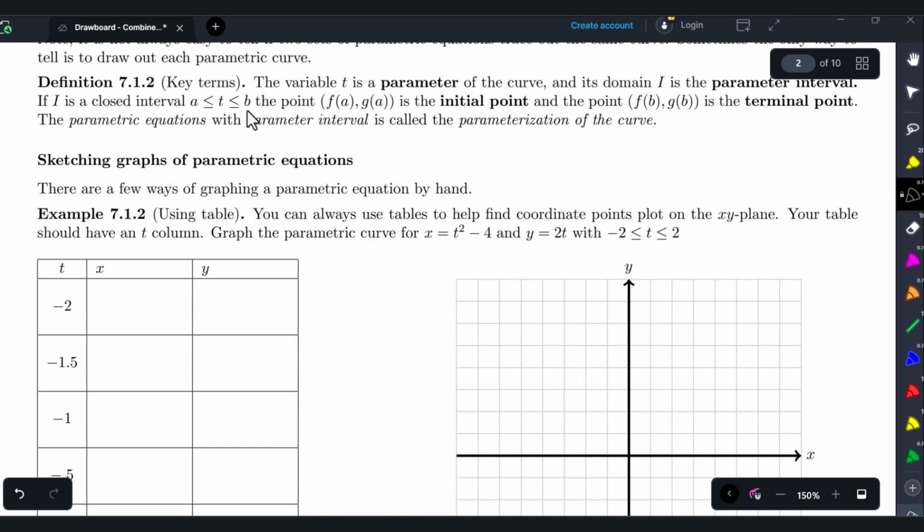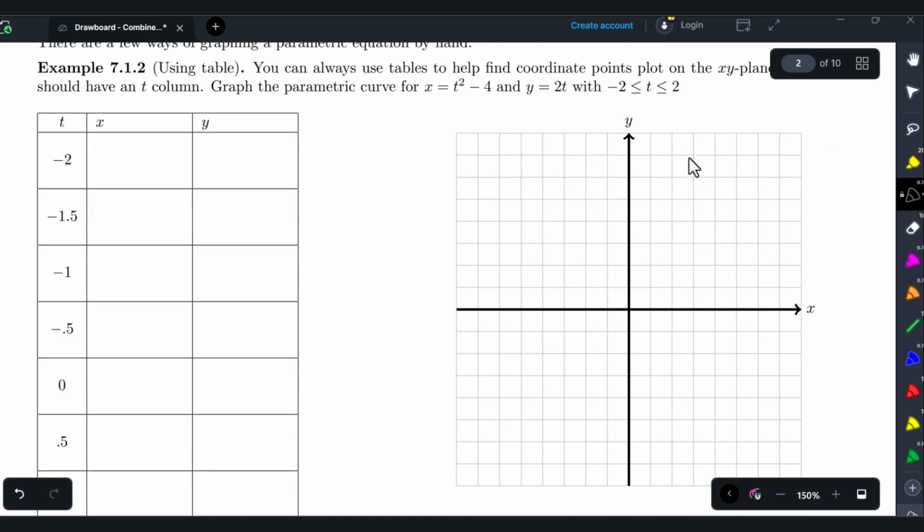For our graph, we call the initial point the point that we get by plugging a into our x-coordinate function and a into our y-coordinate function and plotting that particular point. The terminal point is, of course, the point that you get by plugging the last value of t, that is b, into your coordinate functions. So a parametric equation together with this interval is called a parameterization of a curve. And as we saw in the previous example, you can have two different parameterizations that describe exactly the same curve.